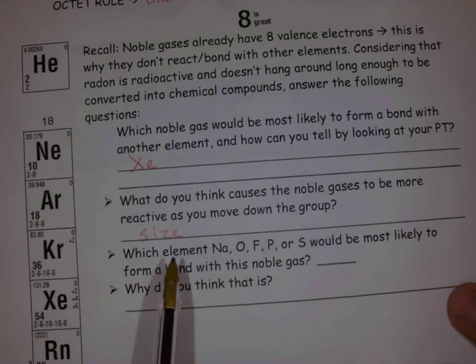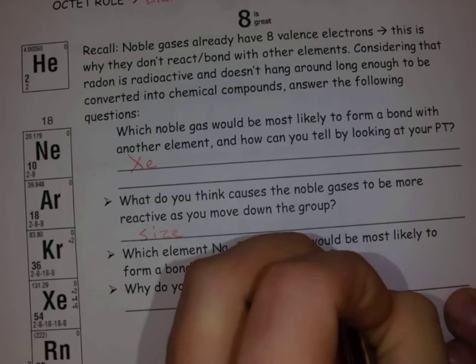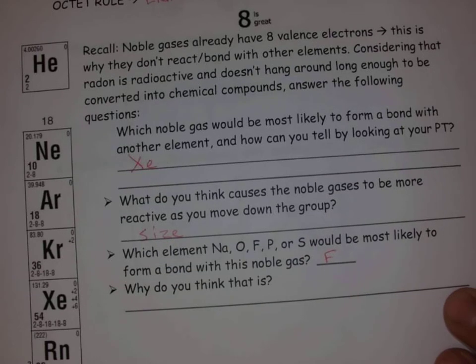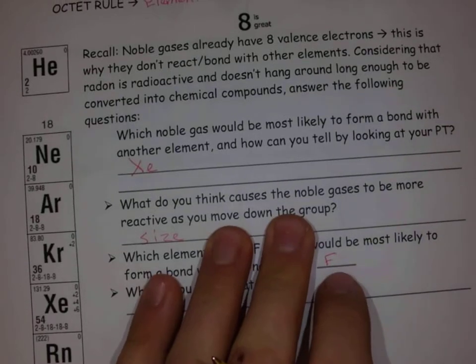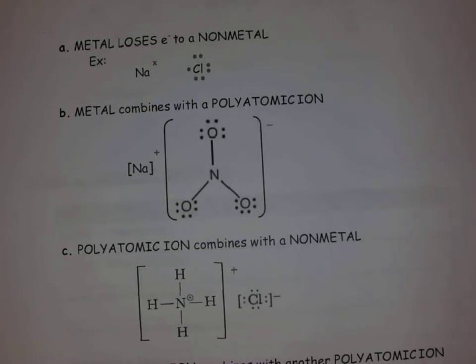Okay? Which element, Na, O, F, P, or S, would be most likely to form a bond with this noble gas? Which one wants electrons the most? That would be fluorine. Fluorine is the big pig, Miss Mooney likes to say, right? The big pig is fluorine. It likes to steal electrons anytime it can because it always wants to have that full valence shell. Okay? So, what we're going to move on to is our ionic compounds, okay?